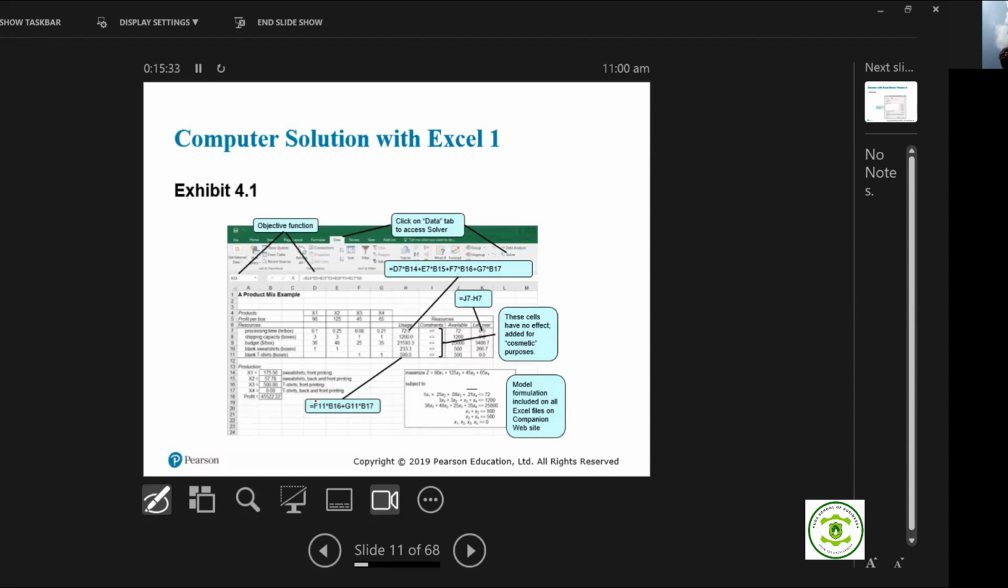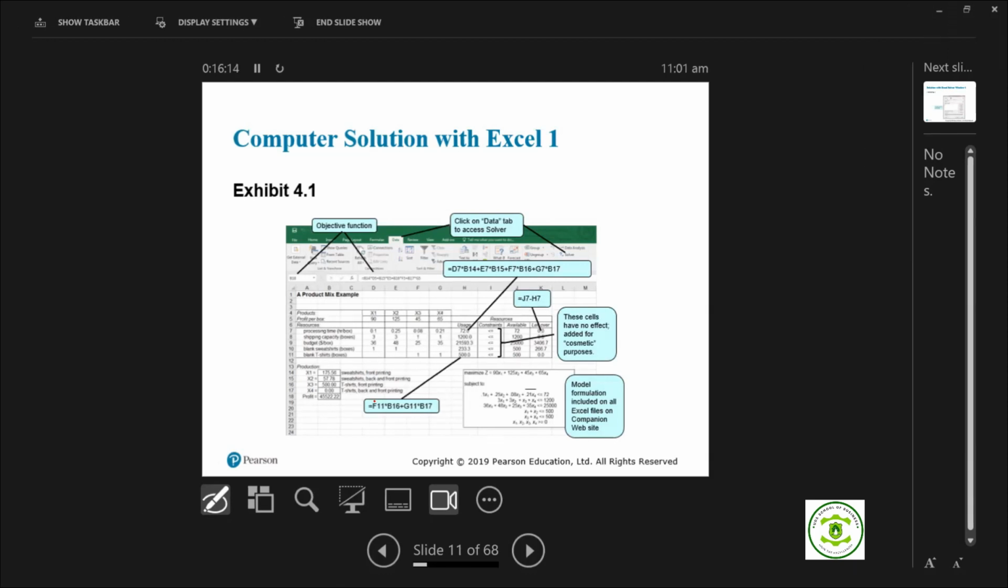So profit per bar: these are the coefficients of the objective function, for x1, x2, x3, x4. They are written here. Then you have processing time, the constraints, and you write the parameters there. Then the shipping capacity. Budget, you write the coefficients. Then you look at the blank sweatshirts and the blank t-shirts constraints. You write them there.